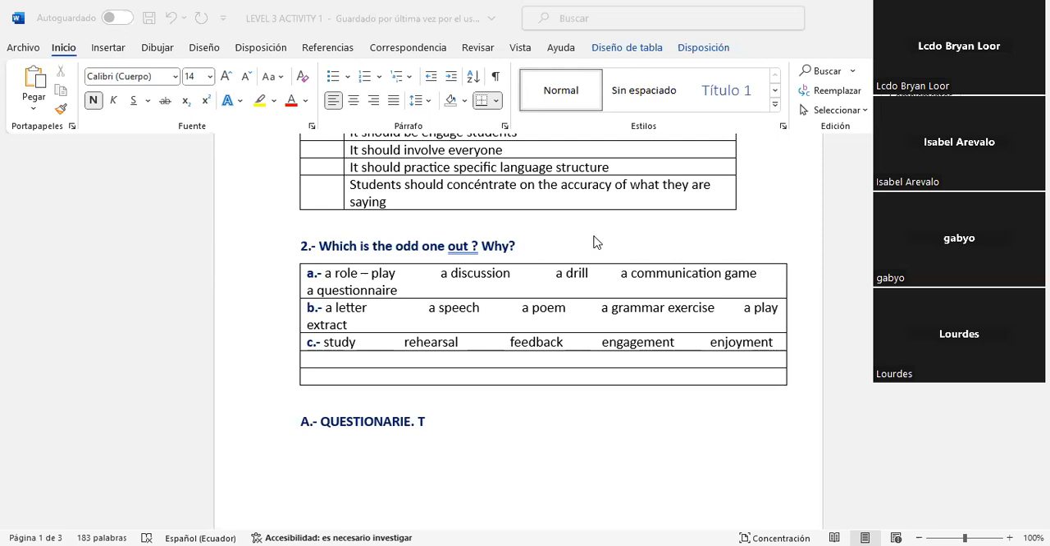Isabel. A letter, a speech, a poem, a grammar exercise, a play extract. Which is the odd one out? I think grammar exercise. Because a letter, a speech, a poem, a play extract connect with the same meaning, but the grammar exercise is a different activity, I think. Well, grammar exercise. Okay.